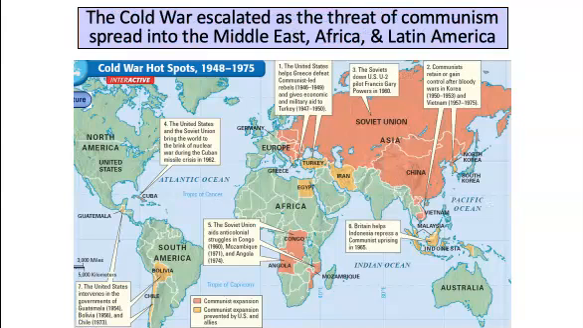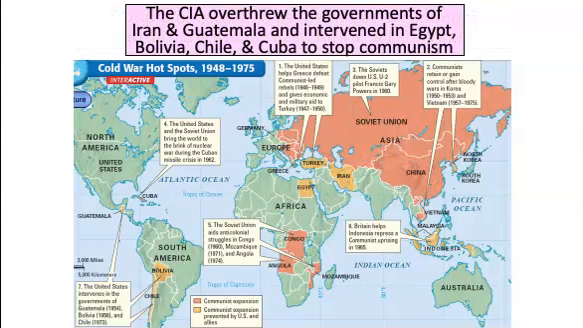Now, the Cold War is going to escalate, as the threat of communism is going to spread to several places around the world, including the Middle East, Africa, and Latin America. And the CIA will become involved in those locations as we overthrow the governments of Iran and Guatemala. We intervene in Egypt, Bolivia, Chile, Cuba, all to stop the spread of communism. We'll talk about each of those events in more detail during a later video.